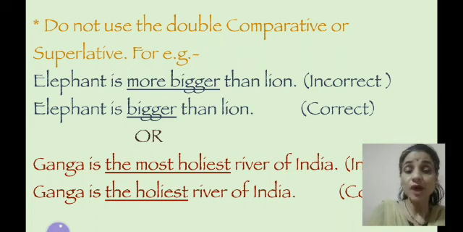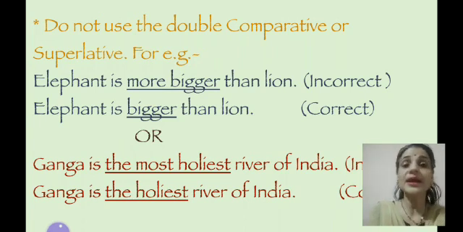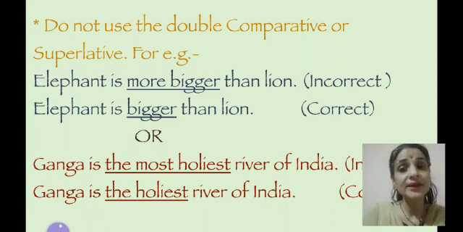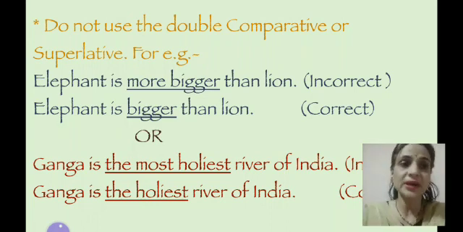Same way, if you are using Ganga is the most holiest river of India, again you are using two superlatives, most and holiest. No, it is an incorrect sentence. How you have to say? Ganga is the holiest river of India. So don't use double comparative or double superlative.